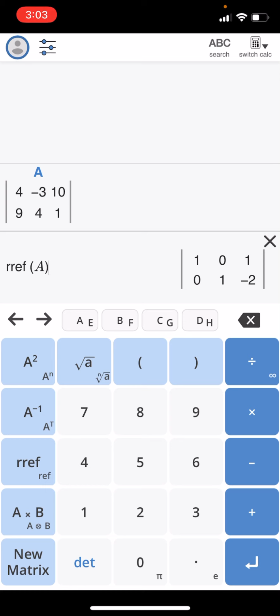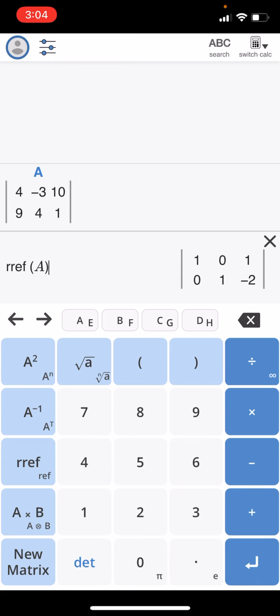So I can read this as my solution is going to be that right-hand column, where the top row is my x value and the bottom row is my y value. Or I'm going to read this as the point 1, negative 2. And again, that's coming from that far right column.